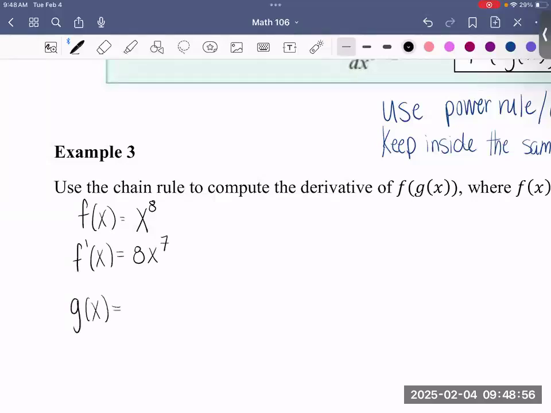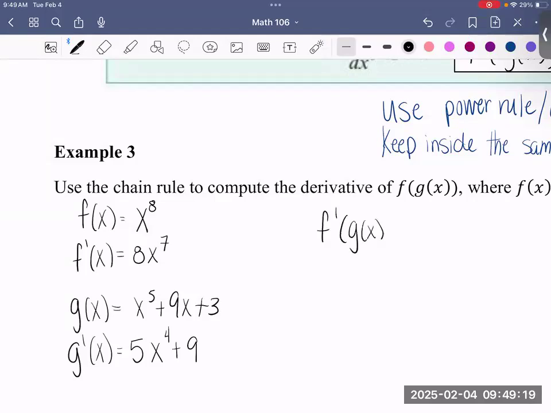Now, if we know g of x is x to the 5th plus 9x plus 3, can you go ahead and derive g of x? Well, that would be 5x to the 4th plus 9. And keep in mind your chain rule. We said to derive the outside function, keep the inside the same, then derive your inside function. It's kind of a cause and effect. I think we use the treasure chest analogy. I'll walk you through what we have without the chain rule.